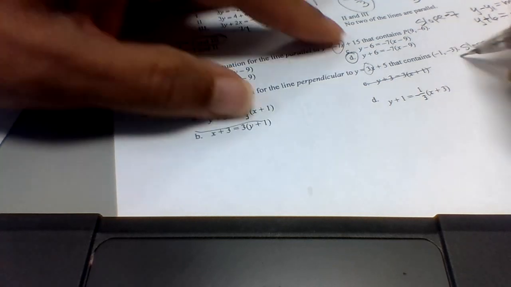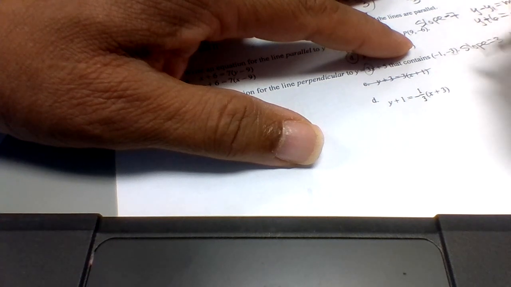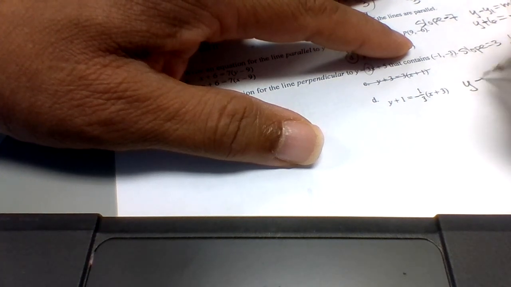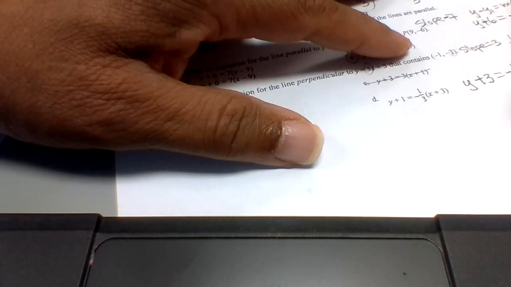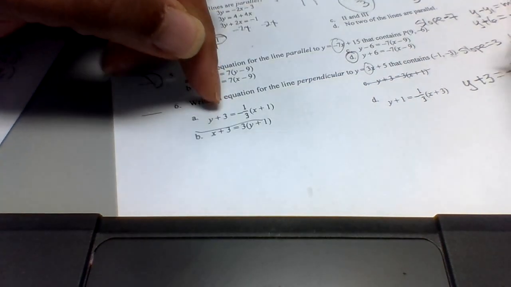So now I have to write the rest of it. It's going to go through this point. So y minus a minus 3, so that becomes a plus 3, equals my slope, which is negative 1/3, times x minus a minus 1, so that becomes a plus 1. So that looks like that's A.